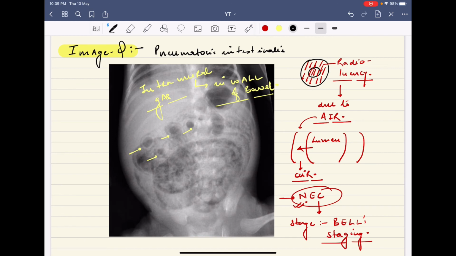Now what is the stage according to the Bell staging? So pneumatosis intestinalis is, according to Bell staging, stage 2, stage 2A. So try to remember this image, and this is a frequently asked question or frequently asked image, can be asked in your recent coming examination.